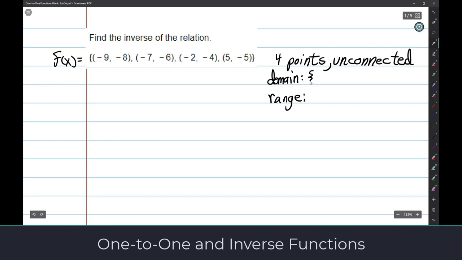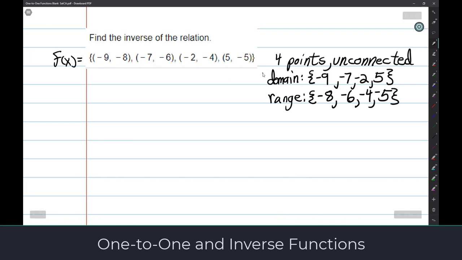See, domain is the set of all the x coordinates, so that would be -9, -7, -2, and 5. And the range is the set of all the y coordinates. That would be -8, -6, -4, and -5. And that's the domain and range of f of x, the 4 unconnected points.